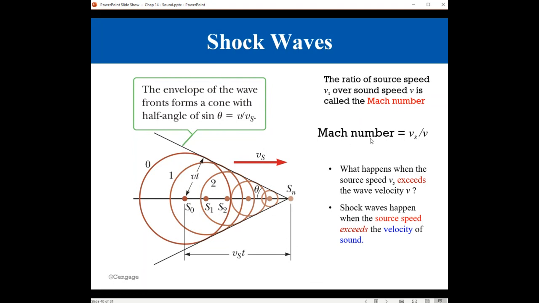We define the Mach number as the ratio between the source speed and the speed of sound, vs divided by v. So if the source speed is equal to the speed of sound, this corresponds to 1 Mach. It is common in jet fighters to have 2 Mach or even higher velocities. So shock waves happen when the source speed exceeds the velocity of sound. When this exceeds 1, then you will have a shock wave.